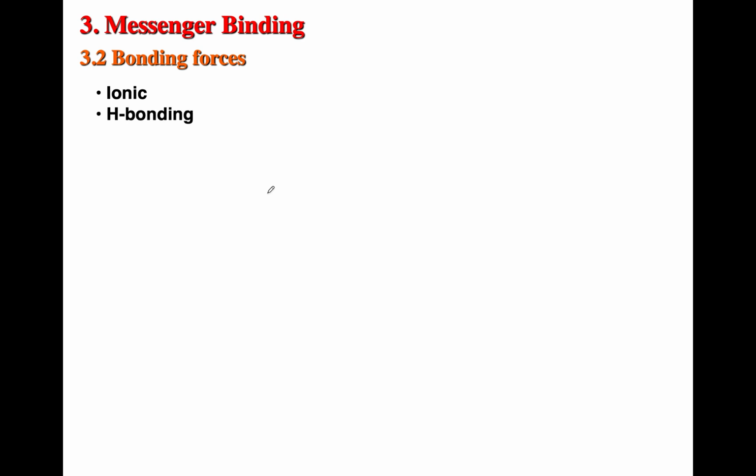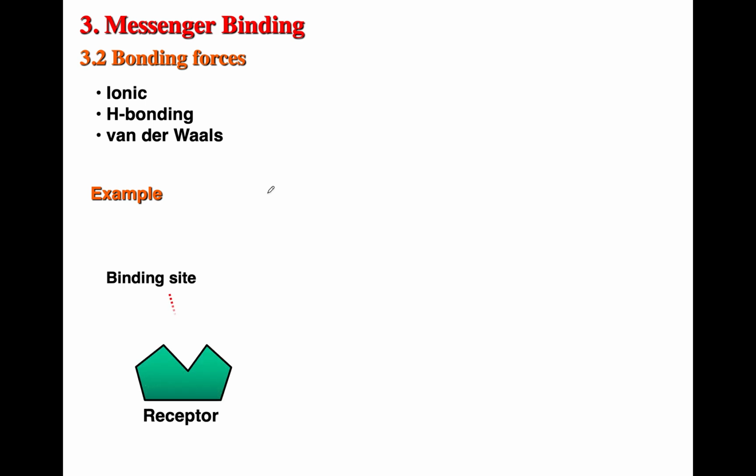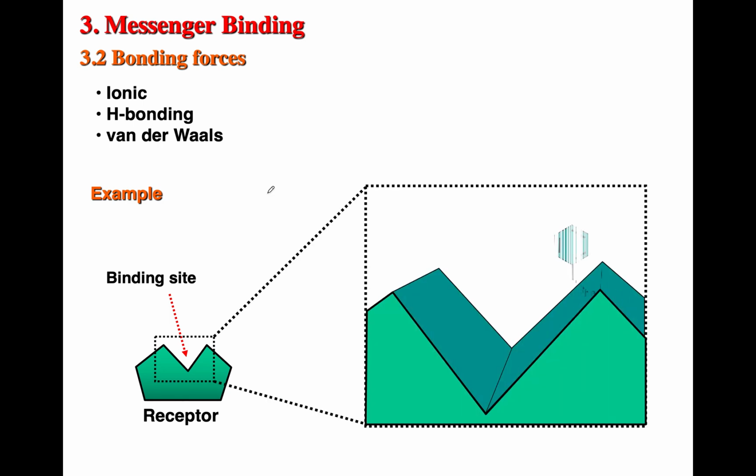Now the bonding forces, we've already looked at them. They're ionic, H bonding, van der Waals. You're very familiar with that. If we look at this hypothetical binding site, inside of it you have phenylalanine, a serine, and aspartic acid. All these amino acids can interact with a molecule through van der Waals interactions. You can have ionic interactions here. You can have hydrogen bonding interactions here.